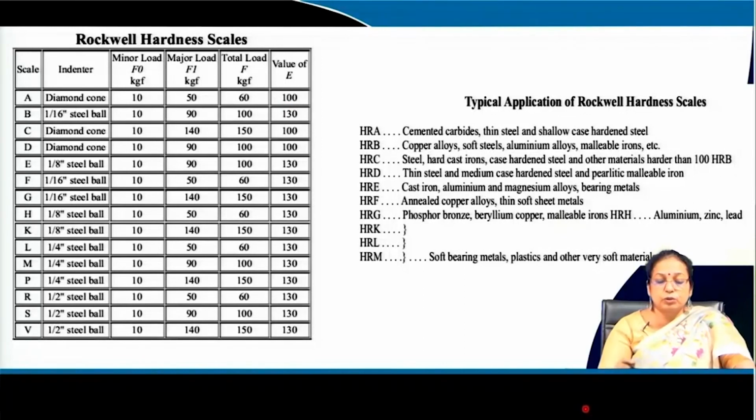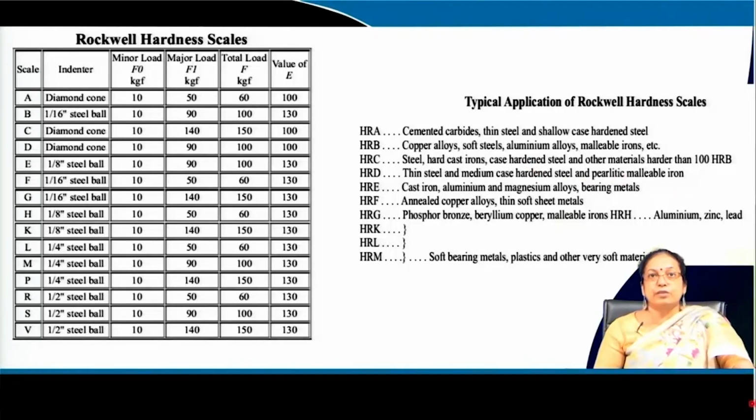If you quickly go through the materials and which hardness scale we use, you will understand that for very hard materials like cemented carbide, thin steel and shallow case hardened steel, you use the A scale. For copper alloy, soft steel, aluminum alloys and malleable iron, where hardness is quite low, you use the B scale. For steel, cast iron, case hardened steel and other materials harder than 100 HRB, you use the C scale. The D scale is used for thin steel, medium case hardened steel and pearlitic malleable iron. The E scale you use for cast iron, aluminum and magnesium alloy.